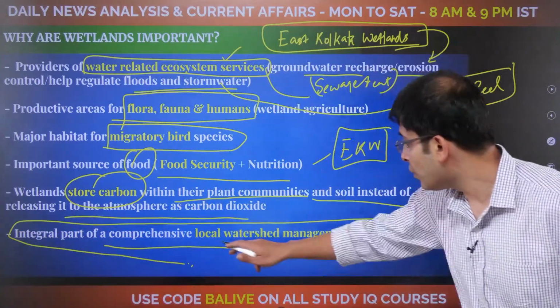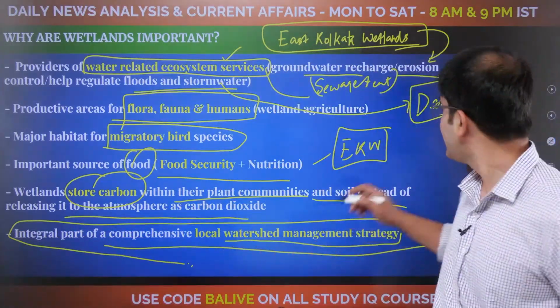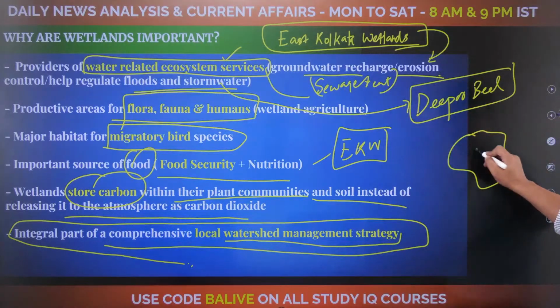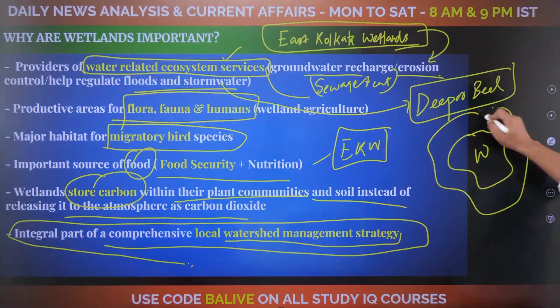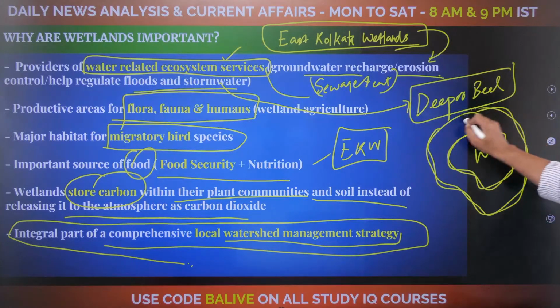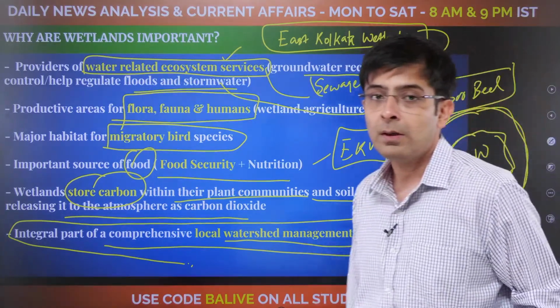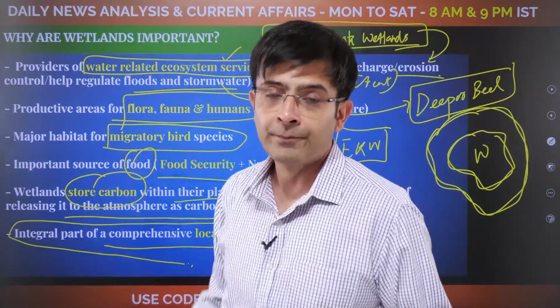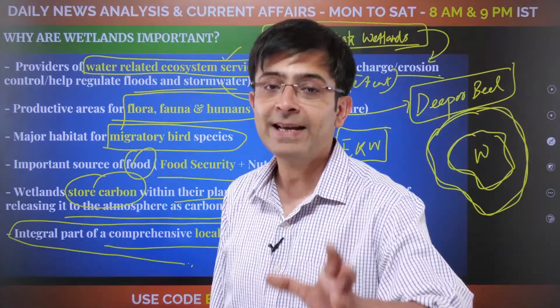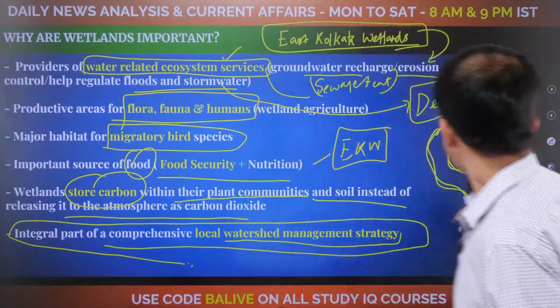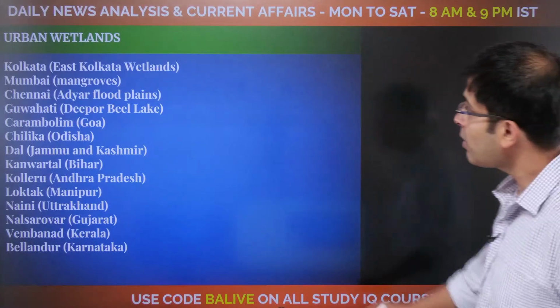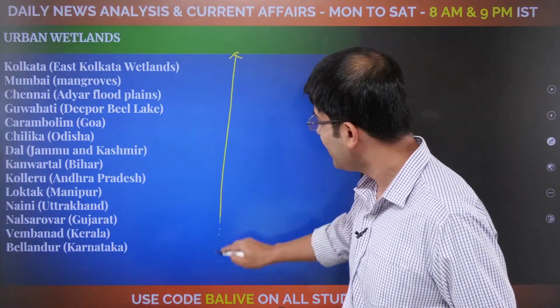When you talk about a local watershed management strategy, if this is the watershed, unless you are going to address the catchment area, only then are you going to be able to do all of this, which is why watershed management is key and critical. Clear? Let's go forward. So now a comprehensive list I have not given. This is again a brief list, but make a note of this.